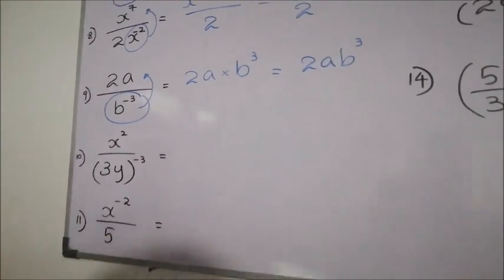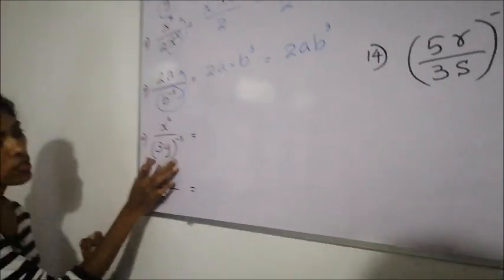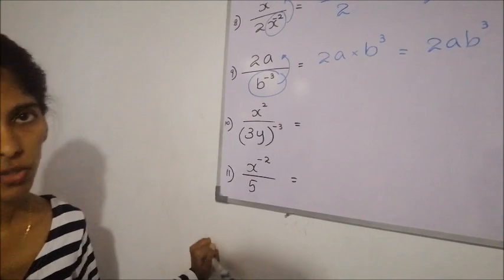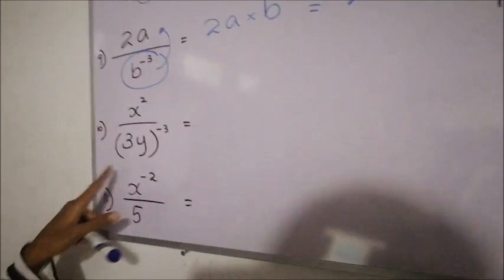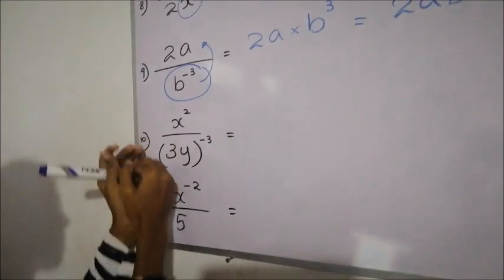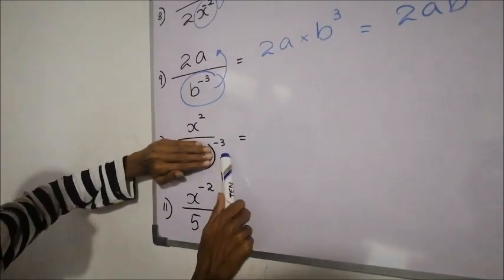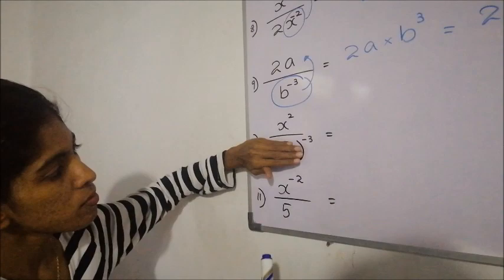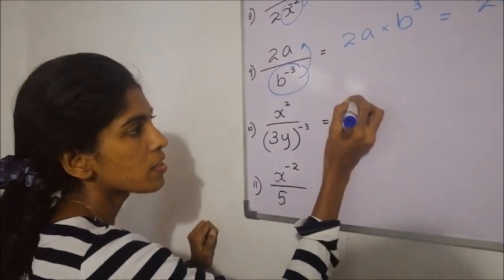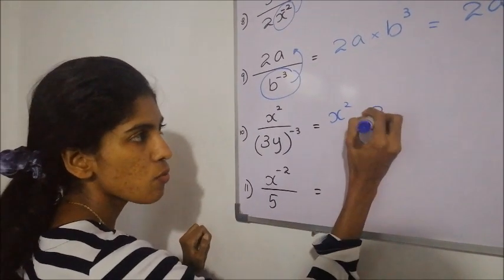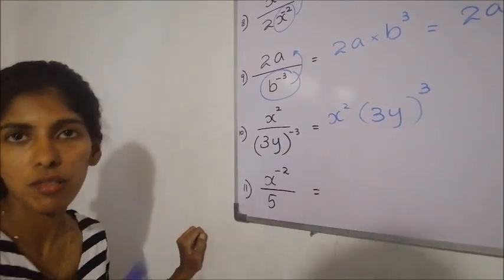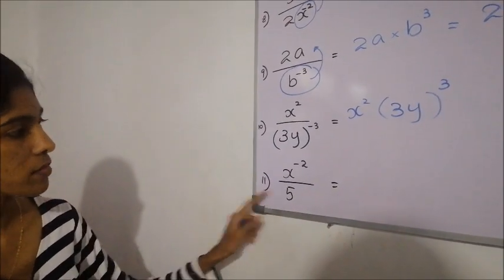Next one. We can see for this whole section, this minus 3 has been put. Right? See, for the whole section it has been put. So that means this minus 3 belongs to this whole section. So we will bring the whole section up. x squared, and what is here? 3y with the brackets, and the power should now be just 3, positive 3. Next one.